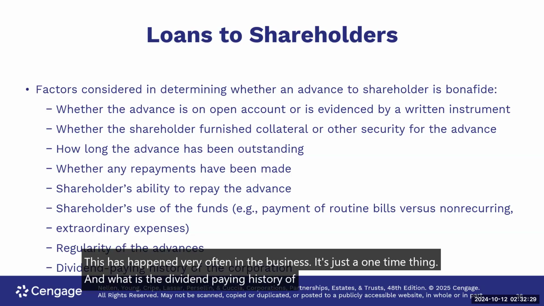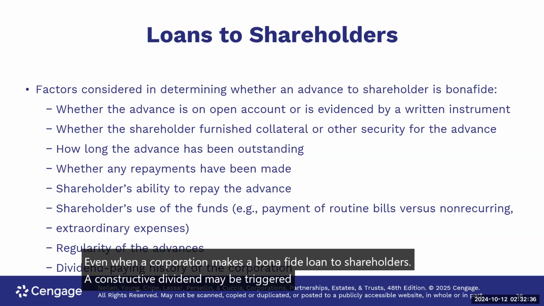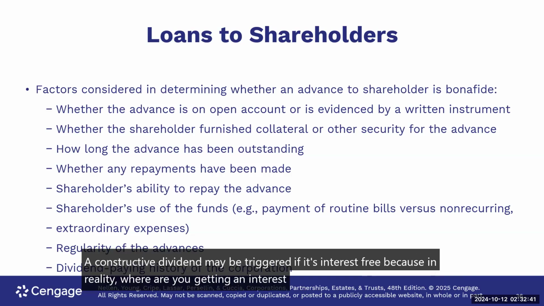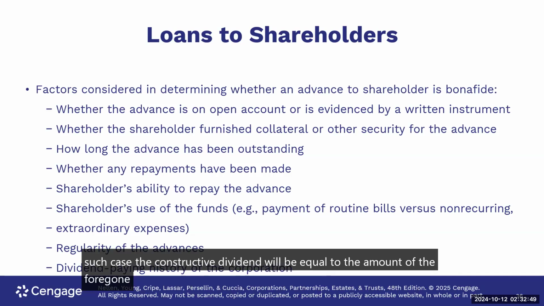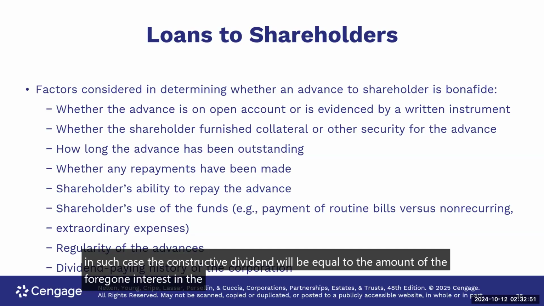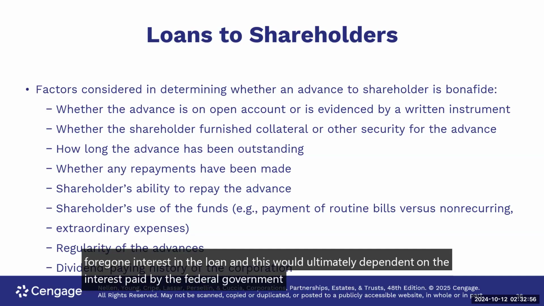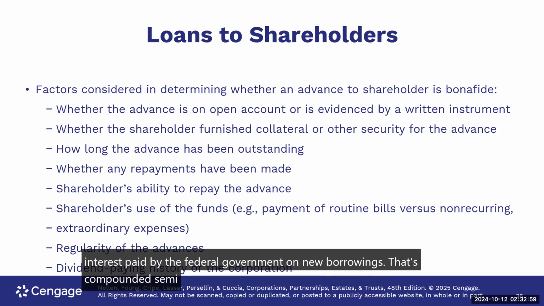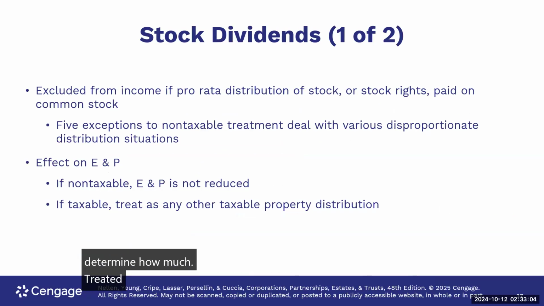So even when a corporation makes a bona fide loan to shareholders, a constructive dividend may be triggered if it's interest-free, because in reality, where are you getting an interest-free loan in this day and age? So in such case, the constructive dividend will be equal to the amount of the foregone interest in the loan. And this would ultimately depend on the interest paid by the federal government on new borrowings that's compounded semi-annually. So there's a lot of nuance that goes into determining how much would be treated as a constructive dividend.